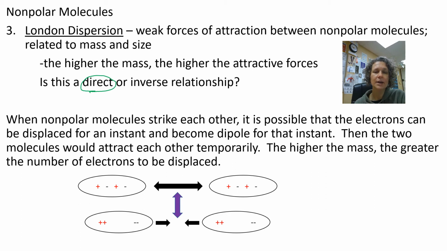And it is happening so fast and so repetitively and so instantaneously that the stuff is not falling apart and then coming back together, falling apart. It stays together because all of that rearranging is happening so quickly. And again, it's stronger when their mass is higher. The higher the mass, the greater the number of electrons to be displaced, which means the greater the attraction is when they are rearranged.